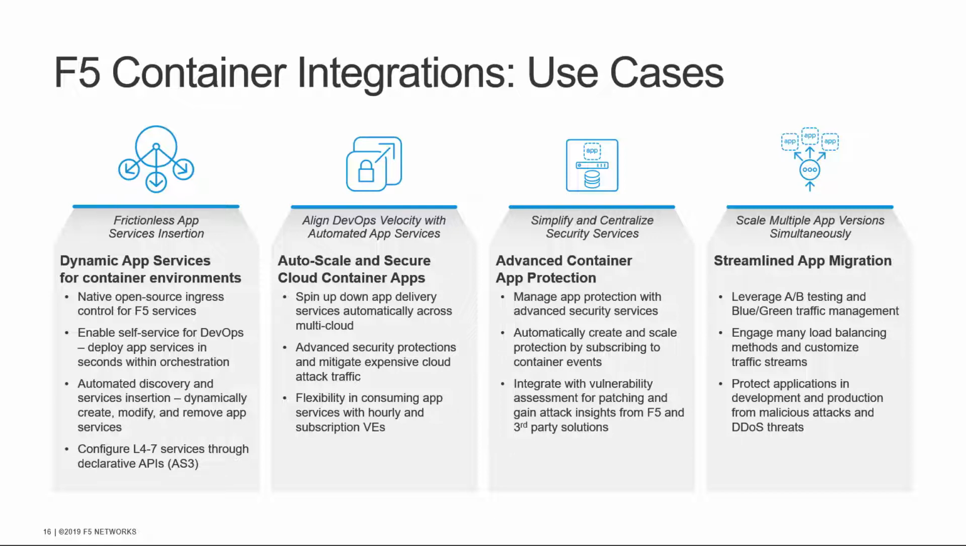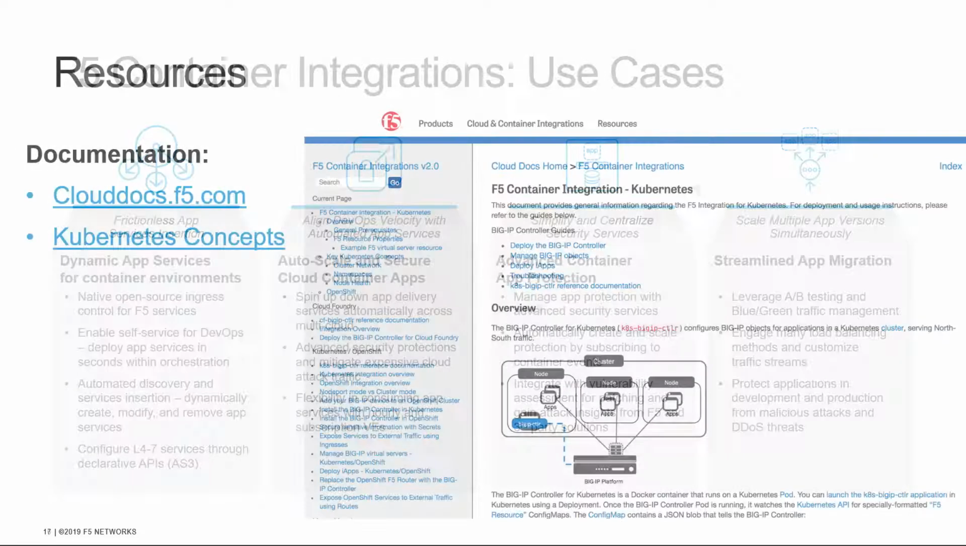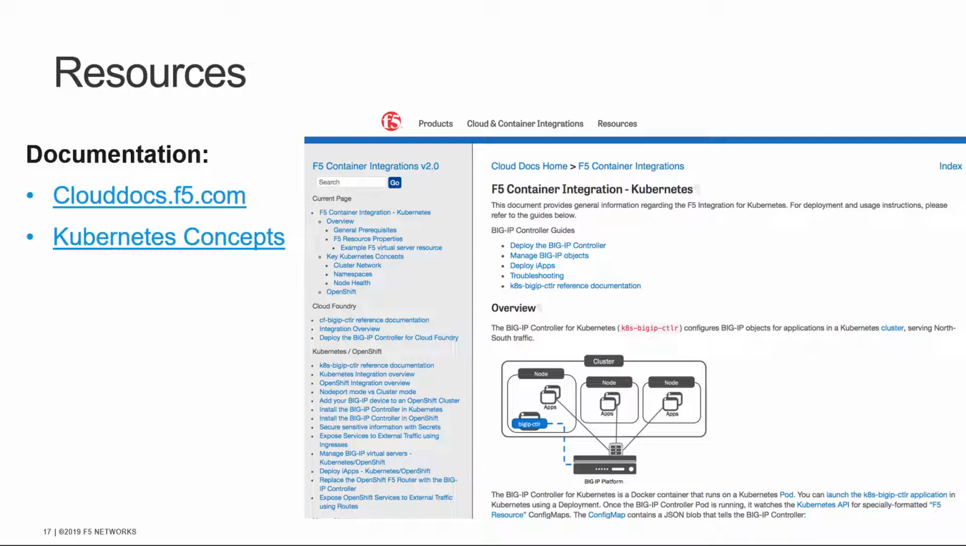The use cases for BIG-IP to deliver network services to your container-based deployments are really only limited by your imagination. They include frictionless application service insertion, auto-scale and secure cloud container applications, streamlined application migration, advanced container application protection with F5 security solutions. Extensive professional documentation is available on clouddocs.f5.com or through the Kubernetes concepts on kubernetes.io.